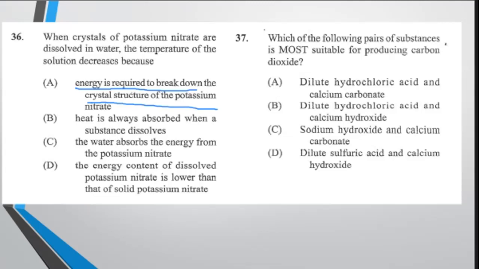So when crystals of potassium nitrate are dissolved in water and the temperature decreases, a decrease in temperature means we are dealing with most likely some kind of endothermic reaction. So energy is required to break the bonds inside of the potassium nitrate to give you potassium ions and nitrate ions. So your answer is most likely A as in apple.